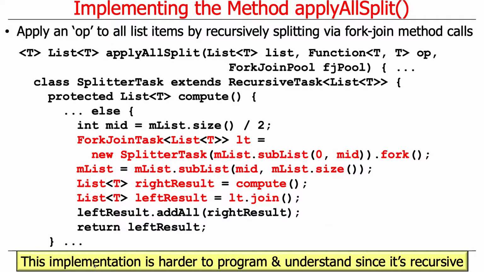Okay, so I think you'll agree that this implementation, while super cool, is harder to program and harder to understand because it's recursive. Whereas the original approach we talked about last time, the one with the applyAllIter implementation, just went through the list, throwing things into the current thread's deck. So it threw everything into the current thread's deck, and then the other threads would come and steal from it. Whereas this approach is recursive, so it's going to be more efficient, but it's harder to program and a bit harder to understand.